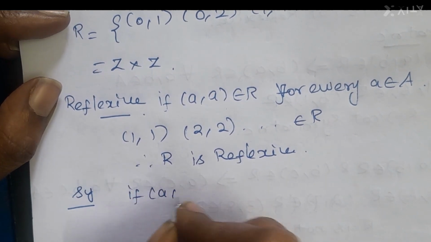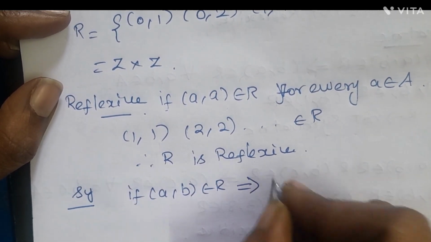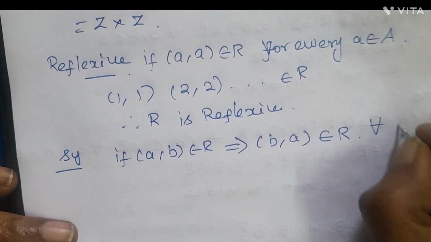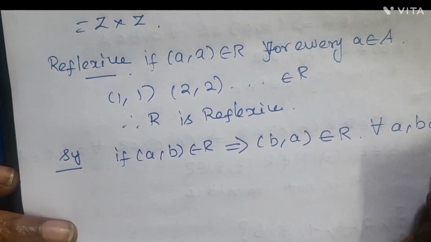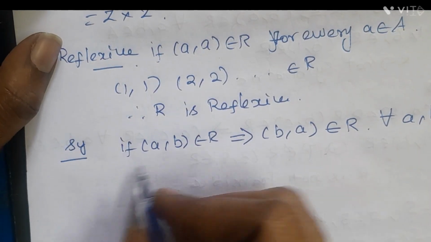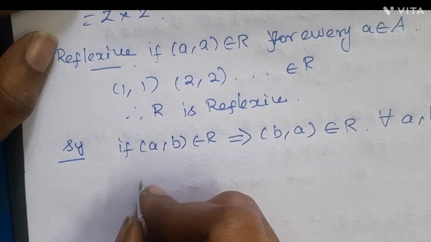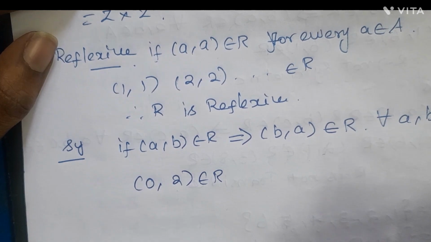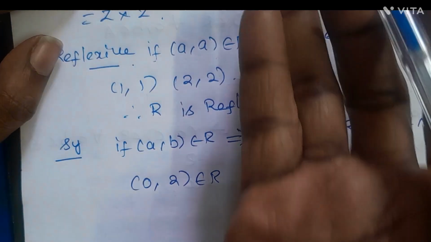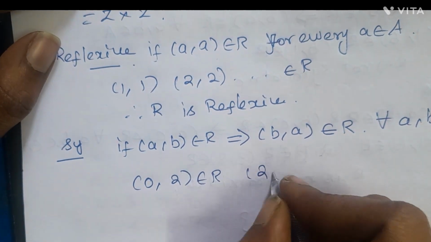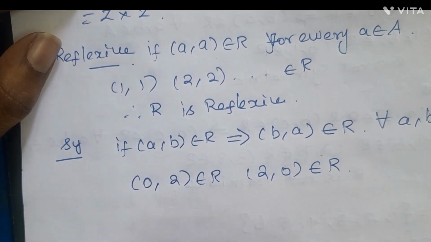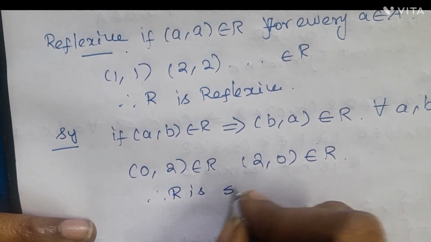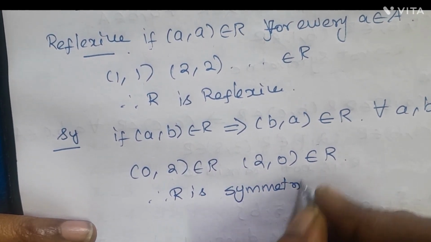Next is symmetric. The condition is if the ordered pair (a, b) belongs to R, this implies (b, a) belongs to capital R for all a, b present in our set A. So if we take (0, 2) belongs to R, then (2, 0), that is 2 minus 0 is an integer, is also present in R. So (2, 0) is also present in R. Therefore our relation R is symmetric.